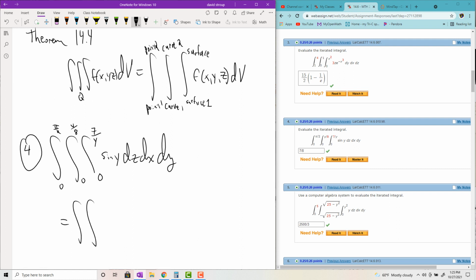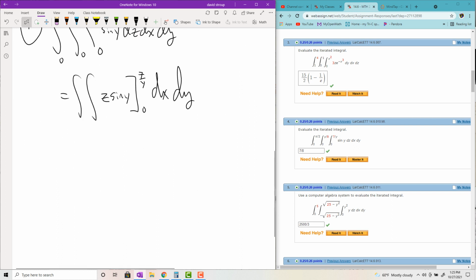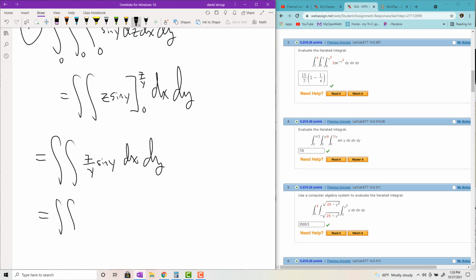So anyways, the innermost integral, the integral of sine y with respect to z, is z times sine y. And we're evaluating from 0 to 7 over y, dx dy. Okay. So I get the double integral of apparently 7 over y sine y minus 0. Okay, so then dx dy. Okay. So with respect to x, I'm integrating, so get rid of that integral. With respect to x, I just tack on an x, so it'd be 7 over y sine y times x, evaluated from 0 to y over 8, dy.